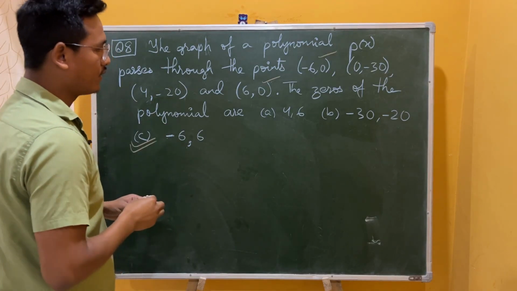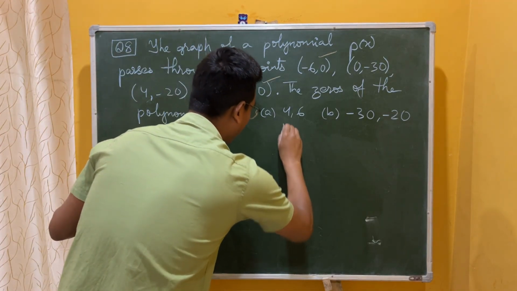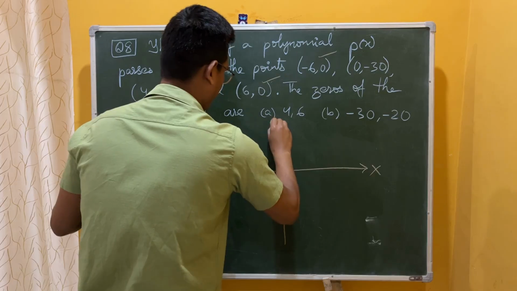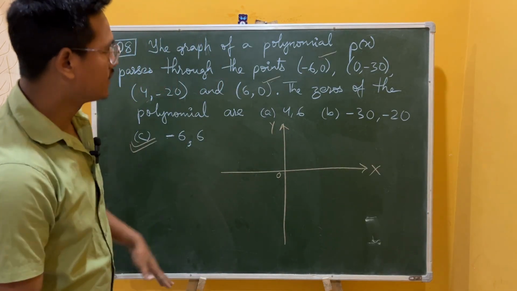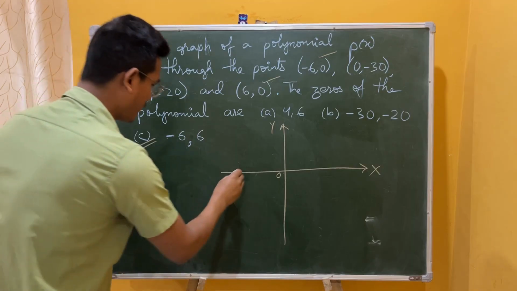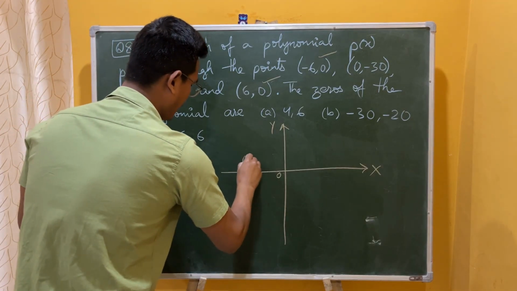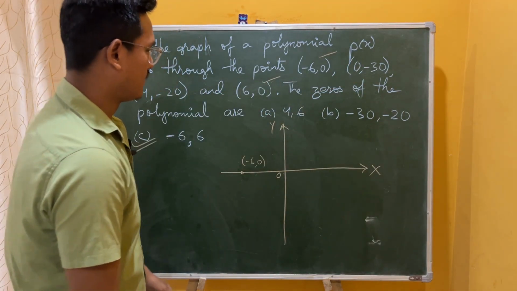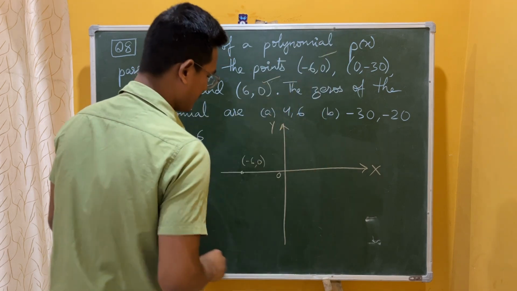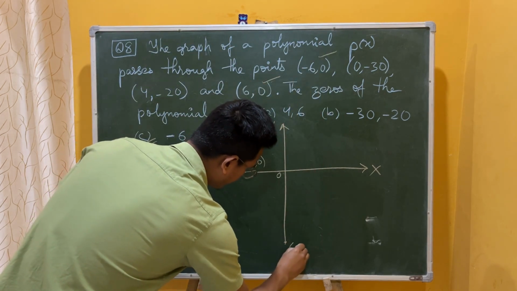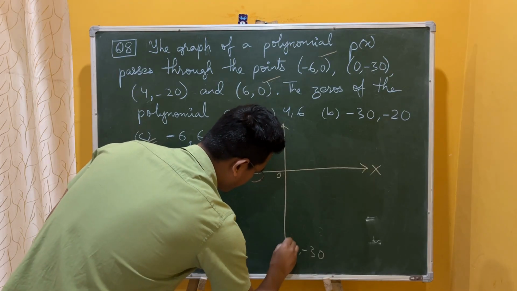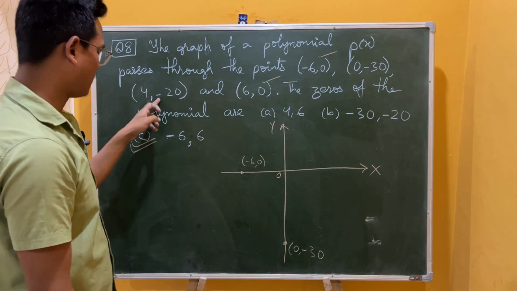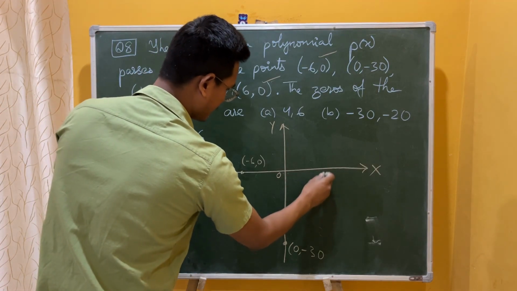Or else, what you can do is you can plot a rough graph. Let's say, plot these points. Minus 6 comma 0, it must be somewhere here. For example, let's say this is your minus 6 comma 0, and 0 comma minus 30 is somewhere here. Okay, so rough sketch. And 4 comma minus 20. Okay, x is 4 and y is minus 20, somewhere here.